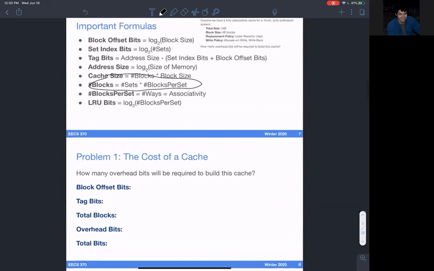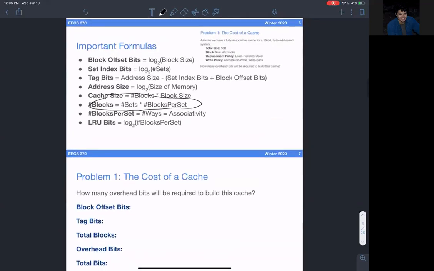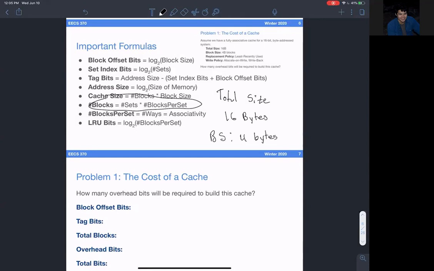Yeah, can I show the values again? I'm not sure if you can see it super well, but in the top right, the total size is 16 bytes. And then our block size is 4 bytes. And then it uses least recently used and allocate and write back. Those last two things are probably not super relevant to the block offset bits.